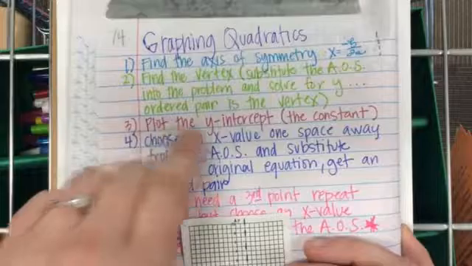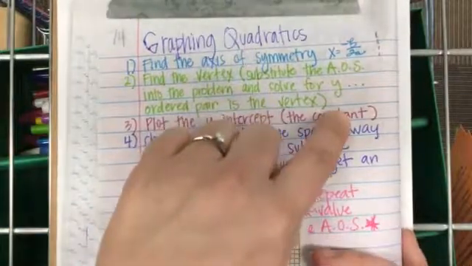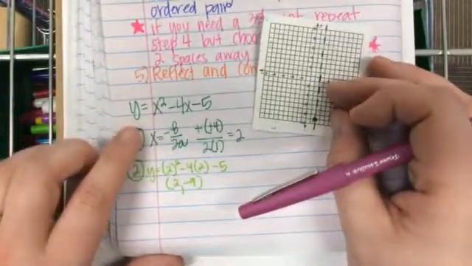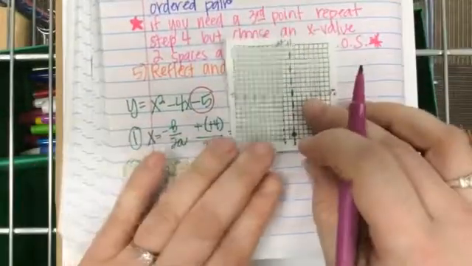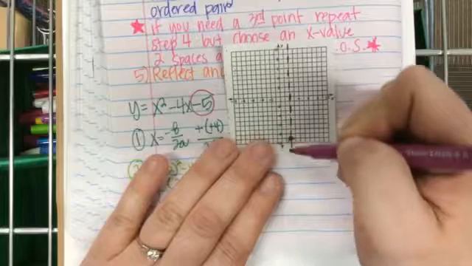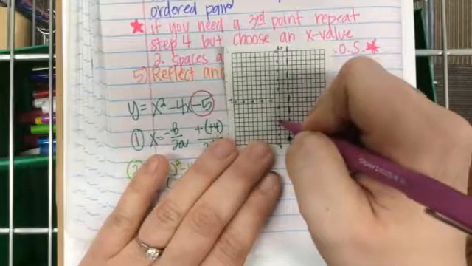Step 3, plot the y-intercept. It's the constant. What's my constant? Negative 5. So on my y-axis, I find negative 5.